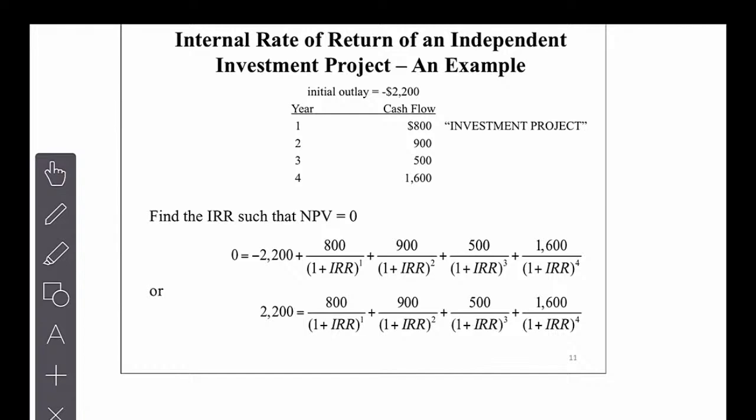So this is interpreted as the internal rate of return. It's the rate of return of the project. That's how we interpret it. Okay?